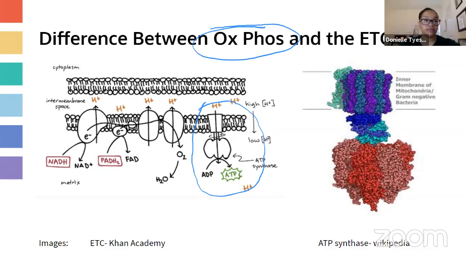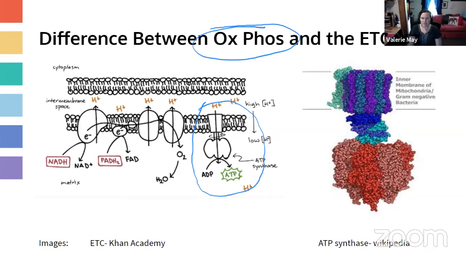Right. Yeah. And that's a question that comes up in nearly every year too. What is the difference between the electron transport chain or the oxidative phosphorylation and chemiosmosis? I feel like chemiosmosis is a term that students struggle to understand a little bit. Yeah, I would say that as well.